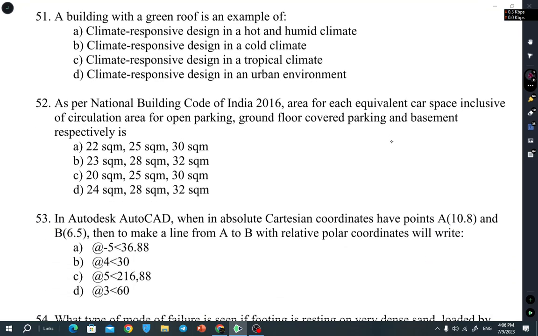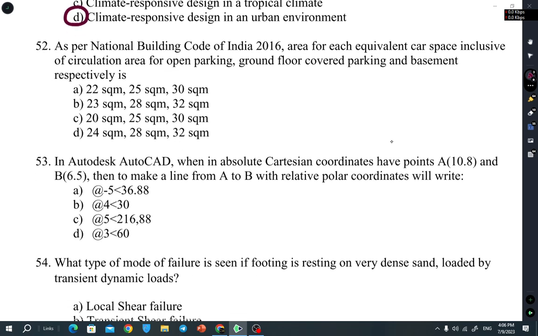A building with a green roof is an example of. Option D. Climate responsive design in an urban environment. Next question. As per National Building Code of India 2016, area for each equivalent car space inclusive of circulation area for open parking, ground floor, covered parking and basement respectively is option B, 23, 28, 32.